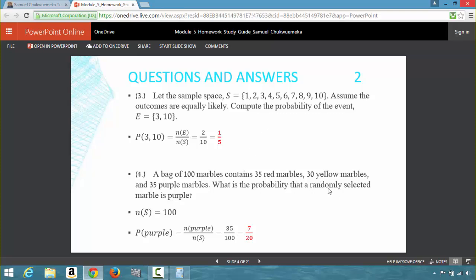What is the probability of selecting a marble that is purple? And that will be 35 out of 100. If you divide both the numerator and the denominator by 5, you will get 7 out of 20.